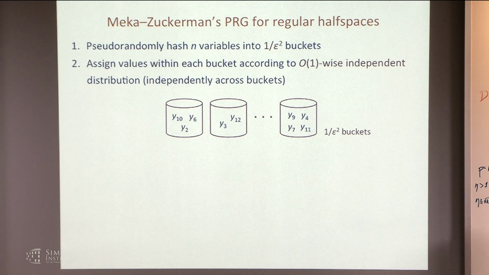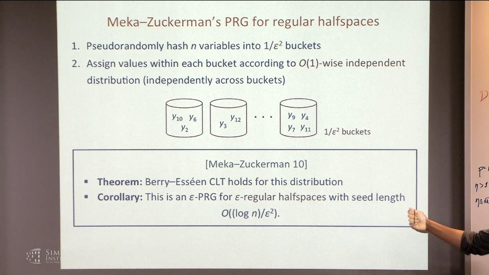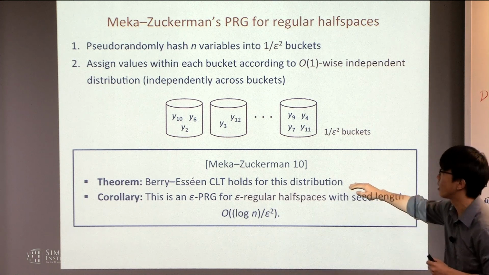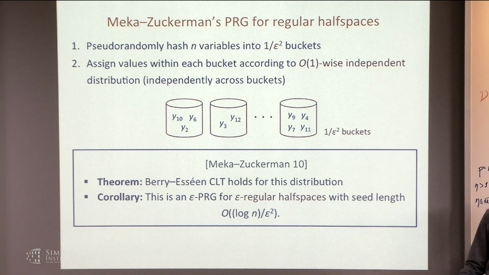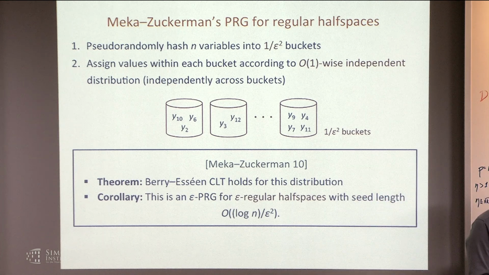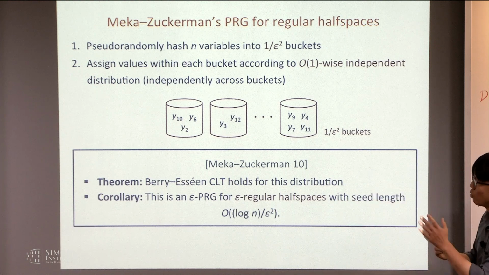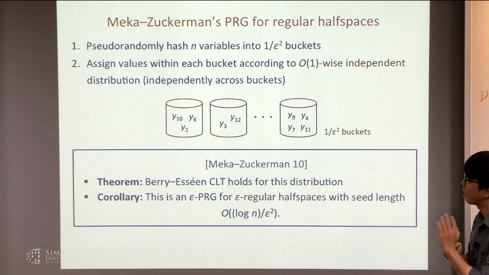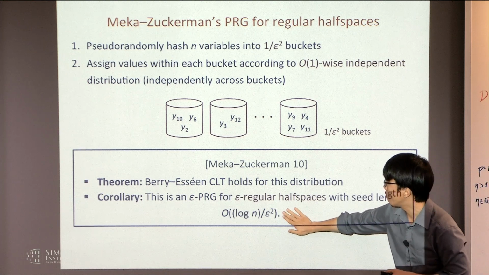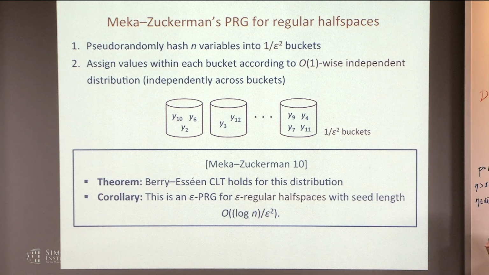This is the generator. And what they were able to prove was that even if you assigned y1 to yn this way, if you sum them up in a regular way, the sum converges to a Gaussian, like what you expect if you assign them fully randomly. And by the triangle inequality, it shows that this distribution fools regular half spaces. It's not so hard to see that the seed length you get, there are only 1 over epsilon squared many buckets, and to generate a constant-wise independent distribution, you need seed length roughly log n. So using log n over epsilon squared many random bits, I can assign values to n variables, such that when you sum them, it looks like a Gaussian.